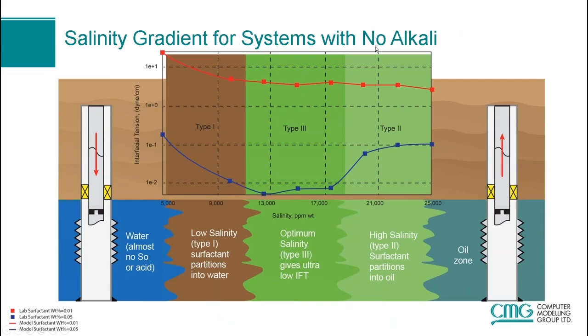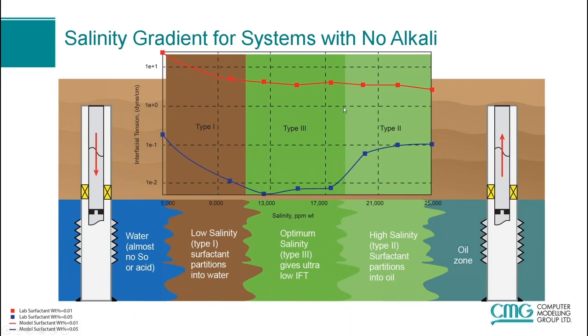Now for systems with no alkali, some light oils have a very low acid number. In that case, you may not need to inject alkali. You can provide salinity with just salt. So for those systems, you might want to just inject surfactant, or maybe surfactant with polymer, or perhaps a foaming surfactant. But even for systems like this, you still need a salinity gradient. And this diagram is trying to explain why that is.